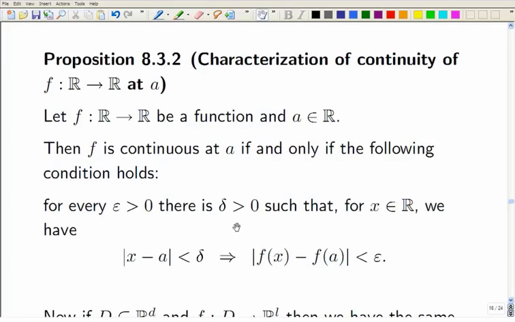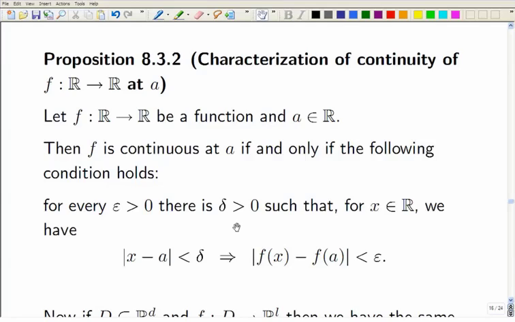And sometimes the delta that works will be epsilon. And sometimes the delta that works will be epsilon over 2. And sometimes the delta that works will be epsilon squared. Sometimes delta has to be much smaller than epsilon to make this work.